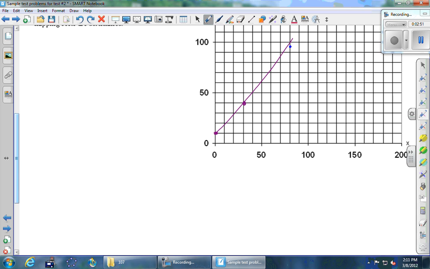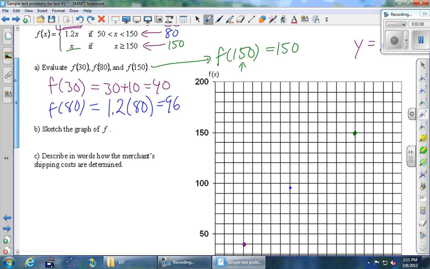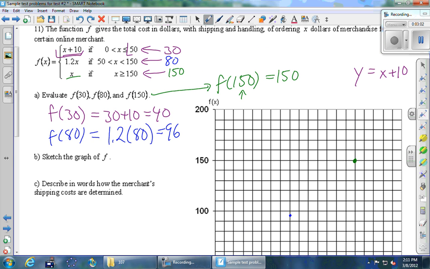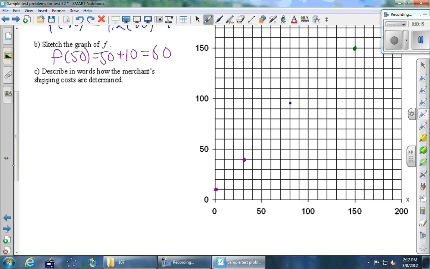But the thing is, I need to know where it stops. And so it feels like maybe I don't want just any 2 points, but maybe I want the starting point and the ending point. So let's go ahead and find the ending point. The ending point is here at x equals 50. So if I plug 50 in there, it didn't ask me to do this, but if I plug 50 into the x plus 10 rule, I get 50 is the x and 60 is the y. So let's plot 50 and 60. There. And so that's actually the end of my line.